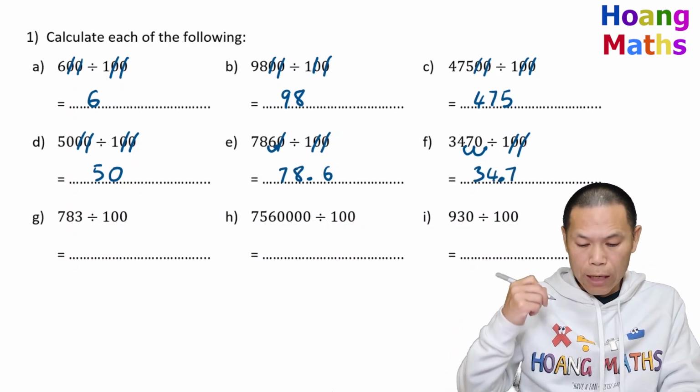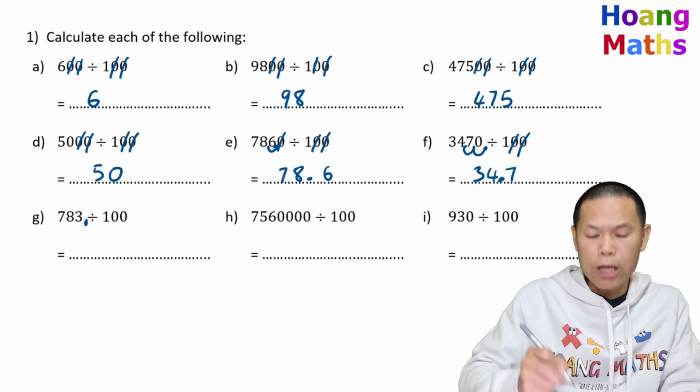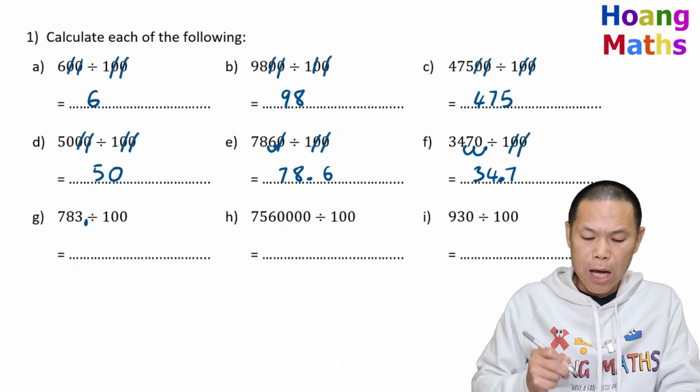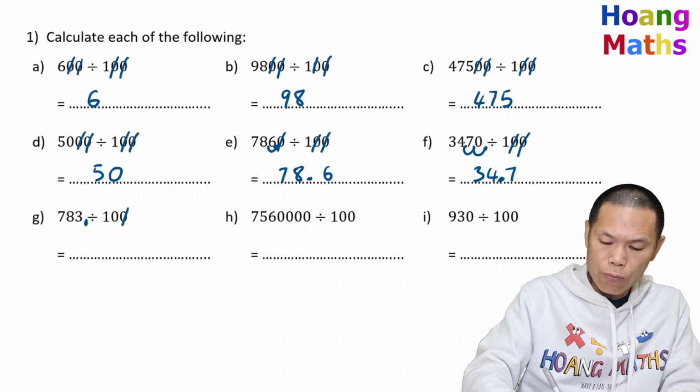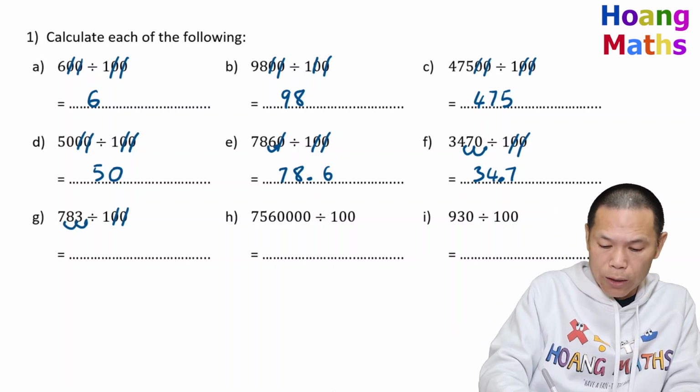Part G. So 783 divided by 100. No decimal point. It means it's right at the back of this number. So we cancel this 0. We move 1. We cancel this 0. We move 1. So it becomes 7.83.